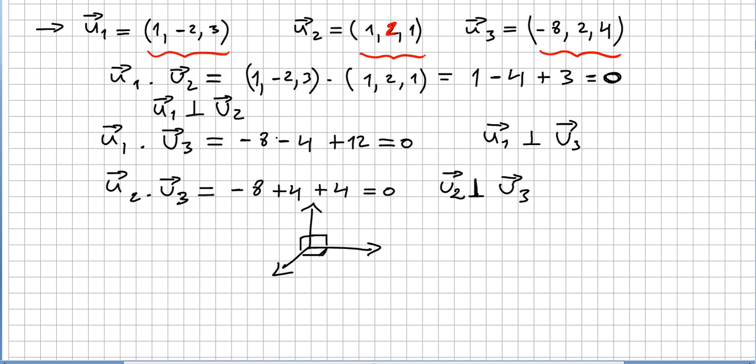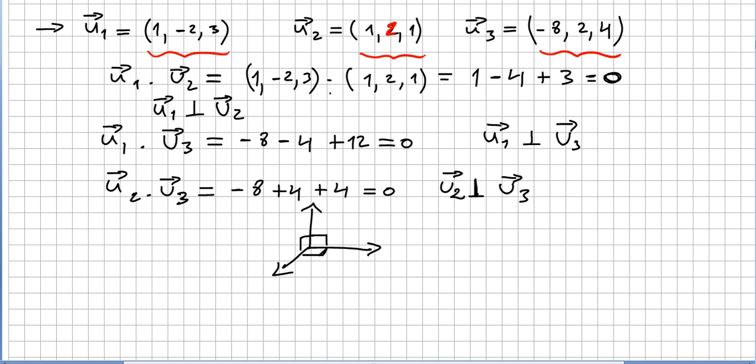This video is still on the chapter of vectors in vector spaces, and still on the chapter of orthogonality. I finished the previous video checking that these three particular vectors, u1 = (1, -2, 3), u2 = (1, 2, 1), and u3 = (-8, 2, 4), are orthogonal.